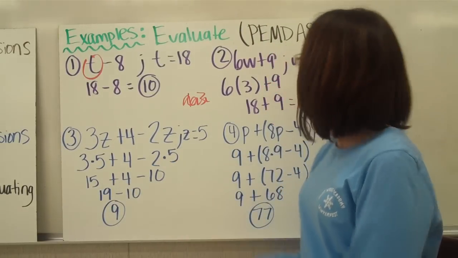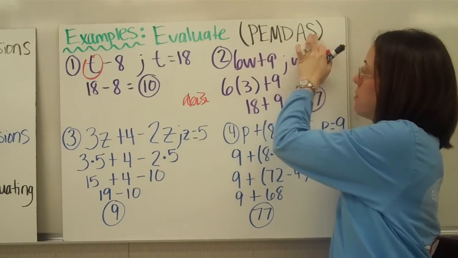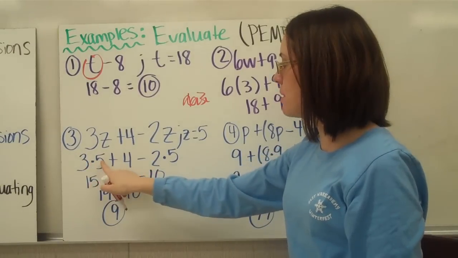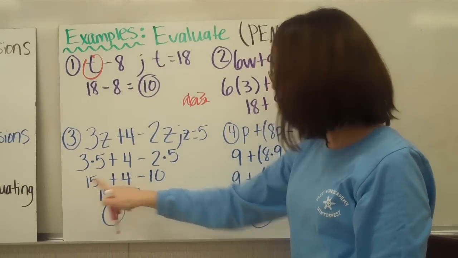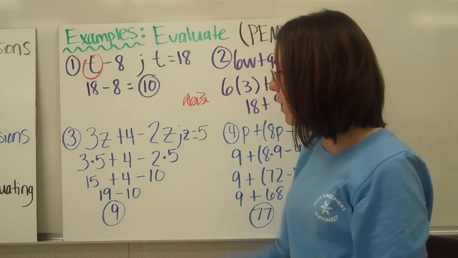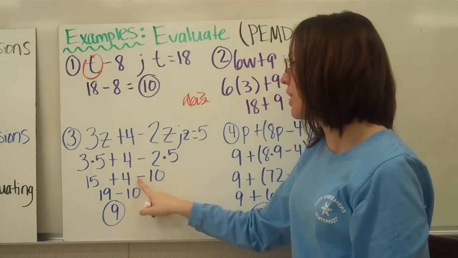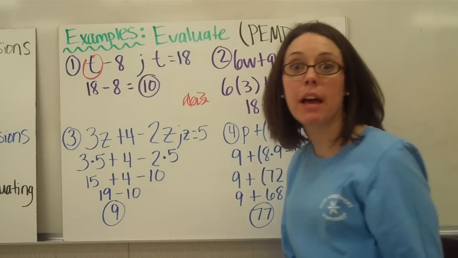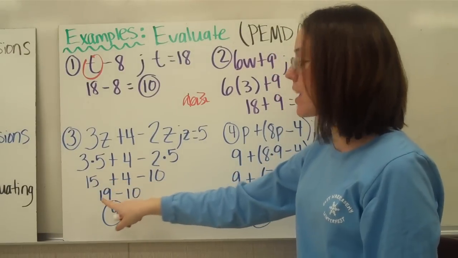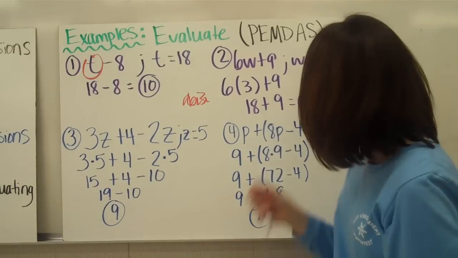Order of operations tells us to multiply before we add or subtract. So 3 times 5 is 15. 2 times 5 is 10. Bring down the plus 4 minus. We're left with addition and subtraction. Remember, we add and subtract from left to right. 15 plus 4 is 19, and 19 minus 10 is 9.